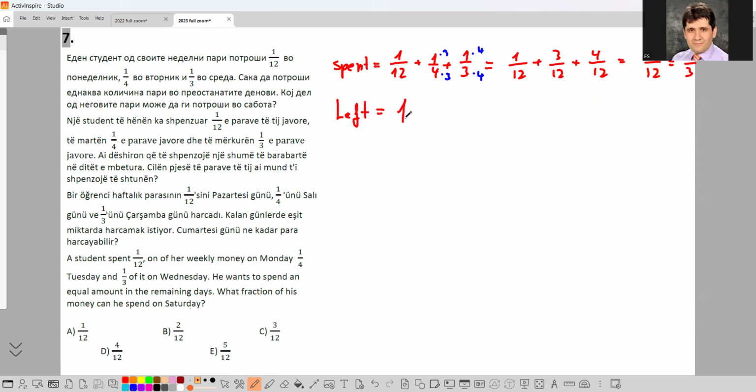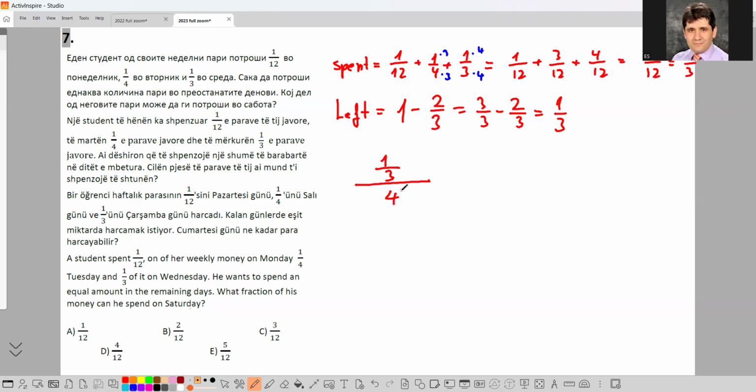Left from the whole, which is 1, minus, we subtract the spent money. So that is 3 over 3 minus 2 over 3, which is 1 over 3. So 1/3 of the weekly money is left. Well, now the left amount should be divided equally between the remaining days of the week. Now 3 days are passed, we need to divide by 4. So 1 over 3, all this divided by 4.